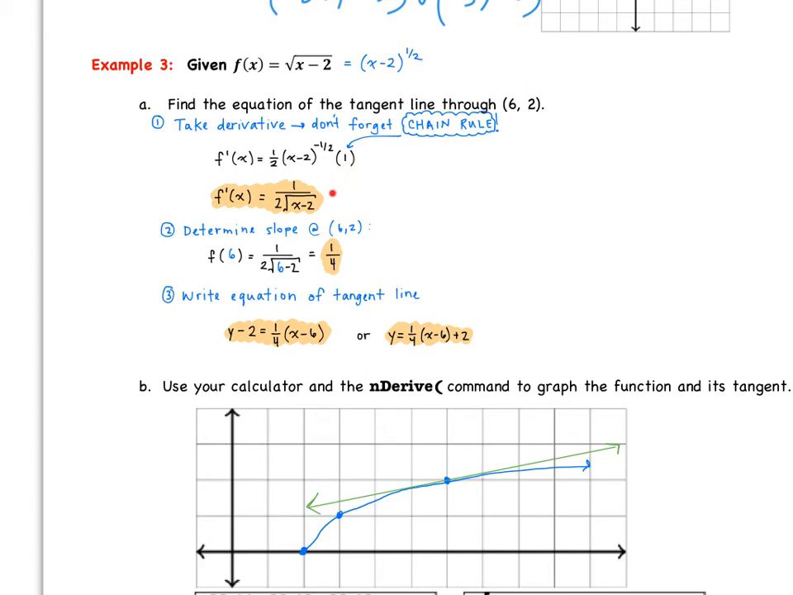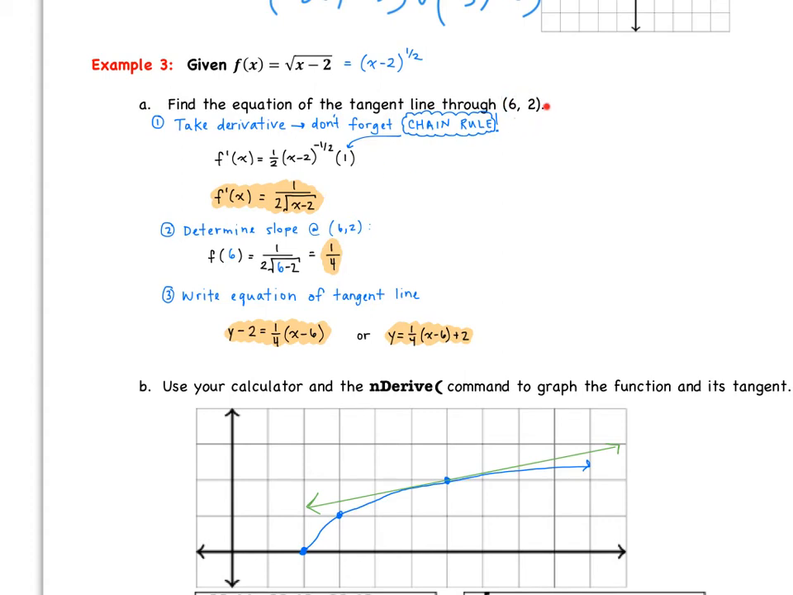So when we clean this up, now we can write it back into that square root mode, and we get our derivative, 1 over 2 times the square root of x minus 2. Okay? But it wants us to find the equation of the tangent line. So now we found the equation of our slope, right? So this represents our slope.